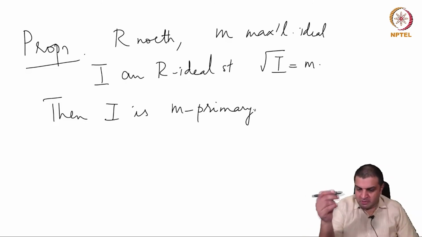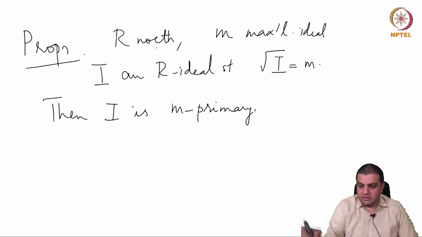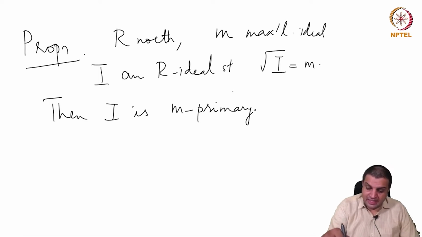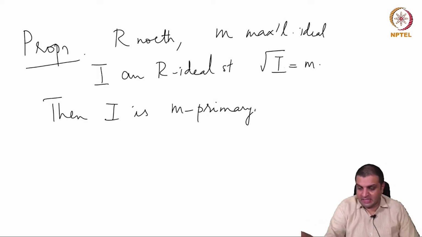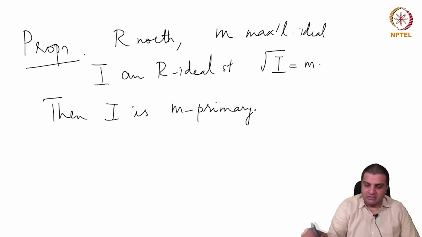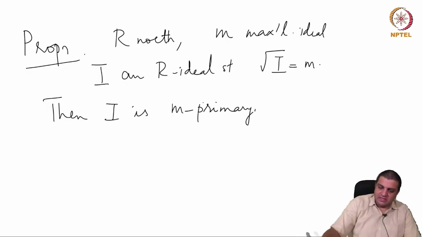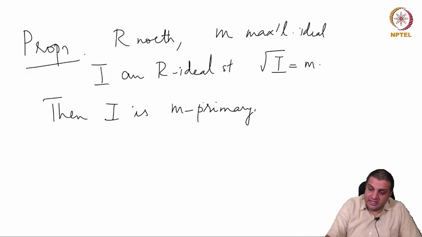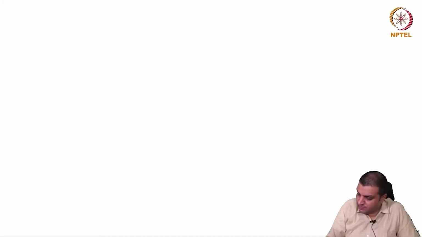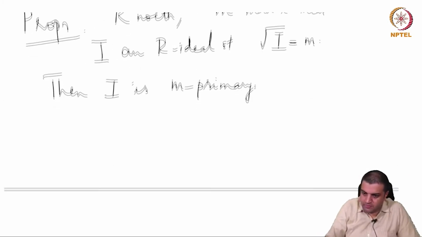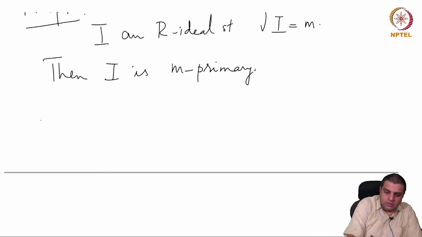Quite often, at least in the context of Noetherian rings and M a maximal ideal, people will interchange these two terminologies, just say let I be an M-primary ideal and write that. One should know that these are equivalent notions for ideals whose radical is a maximal ideal. Okay, so proof.